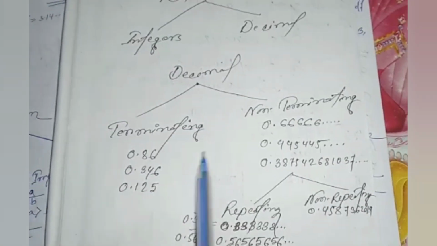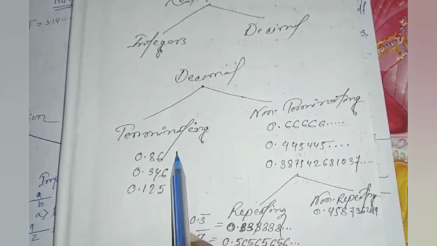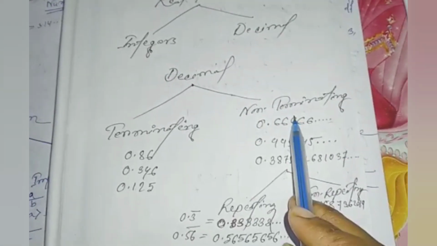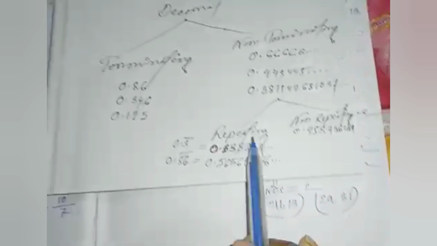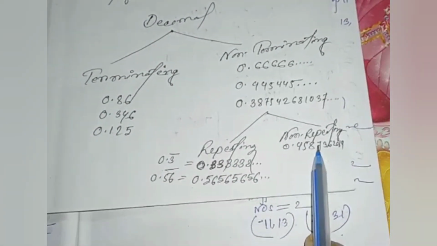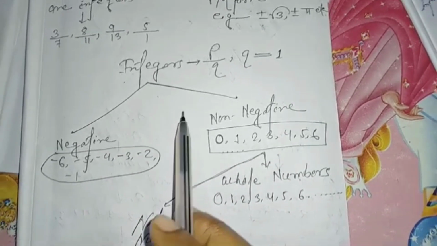Decimals can be classified into 2 divisions, that is terminating and non-terminating. Terminating decimals are decimals which end, and non-terminating decimals do not end. Also, non-terminating decimals can be classified into 2 divisions, that is repeating decimals and non-repeating decimals. We have already read about integers in the PDF notes.